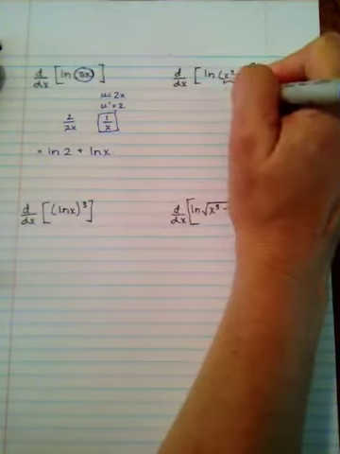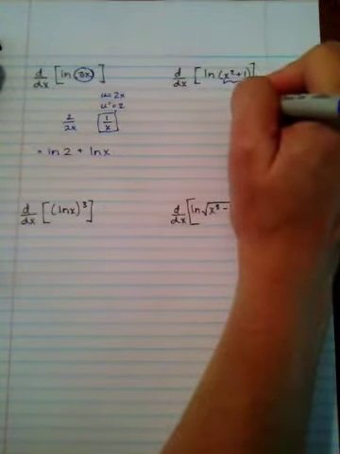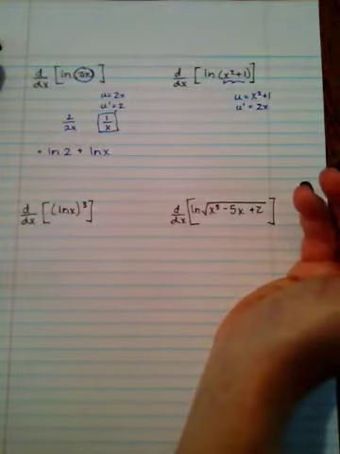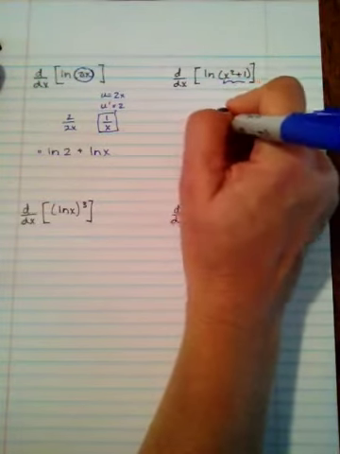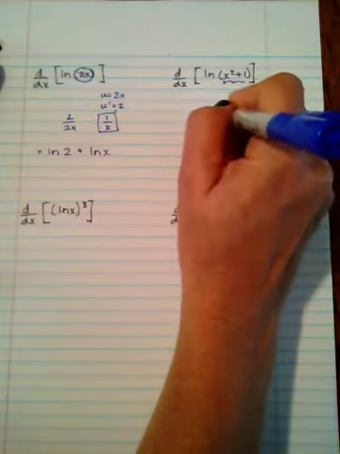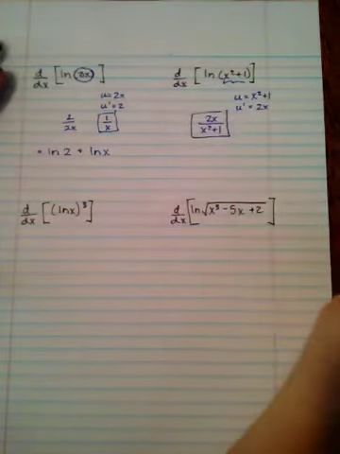So u equals x squared plus 1. So my u prime will be 2x. So when I take the derivative of this, it's u prime over u, 2x over x squared plus 1. And that's your final answer. Notice that that actually can't be simplified anymore, so we are done there.